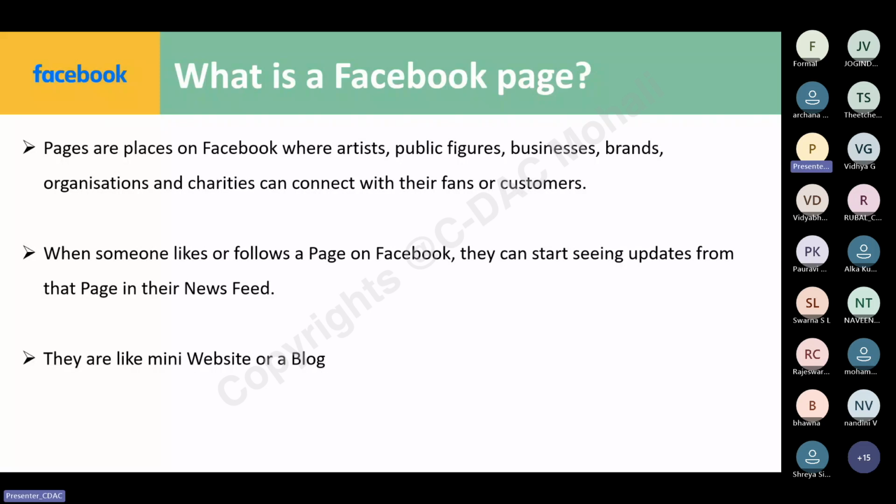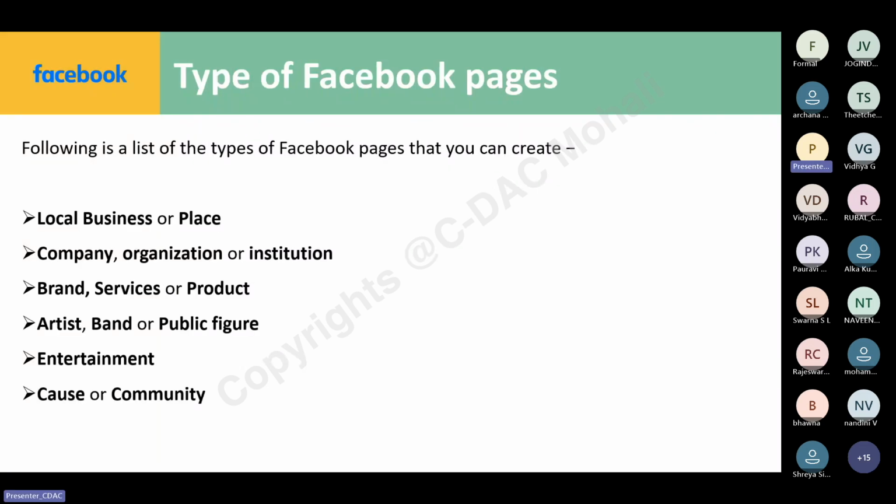So types of Facebook pages. Facebook provides many different types of options. So there could be a local business or place. You can create a page for them. You can create a page for some company, some organization, or some institution. You can create a Facebook page for a brand, any brand, a particular service, or for a particular product.